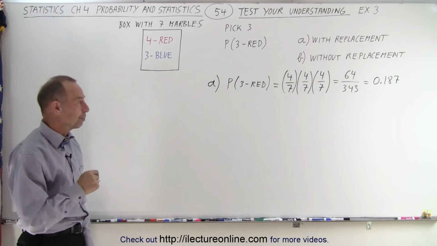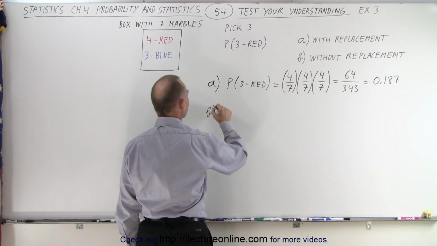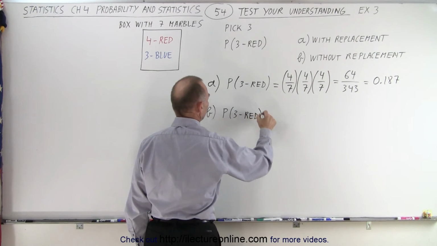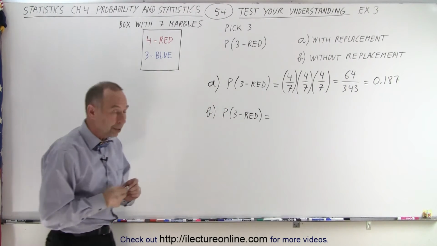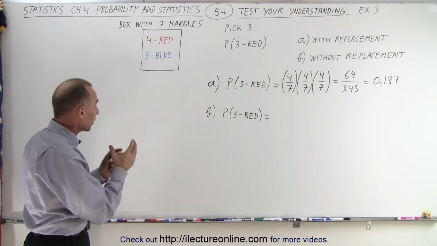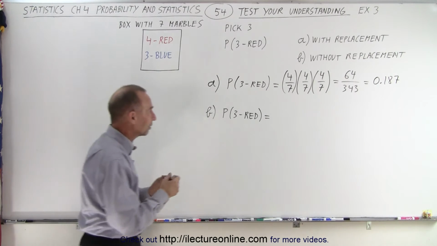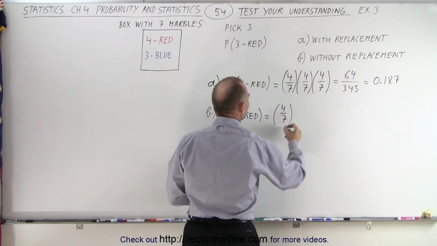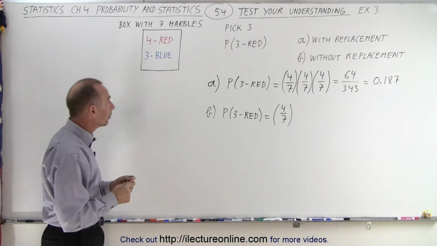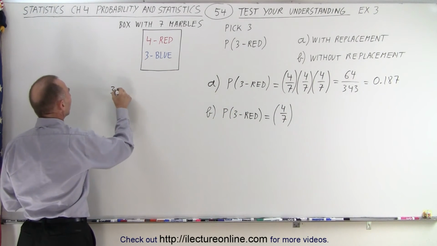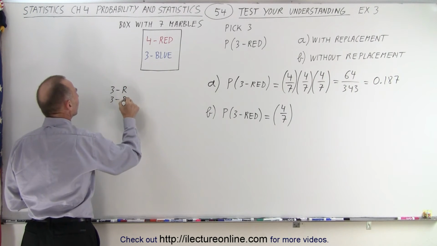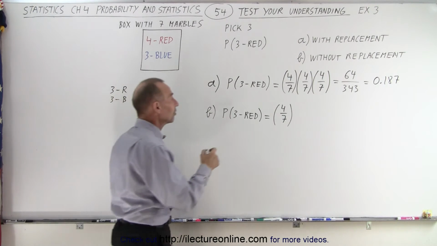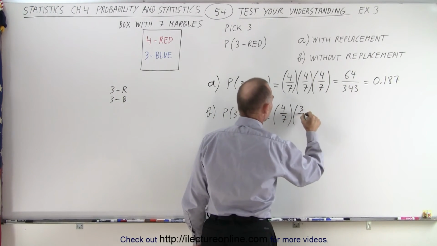But what if we don't replace them? Well, that will be part B. So the probability we'll end up with 3 red marbles. The first marble will be exactly the same. We have 7 marbles, 4 of them are red, so the probability that the marble we pull out first is a red one will be 4 out of 7. But now once we pulled out that red marble, we only have 3 red left and 3 blue left. So when I pick the next marble, there's only 3 out of 6 chances we'll get a red marble.